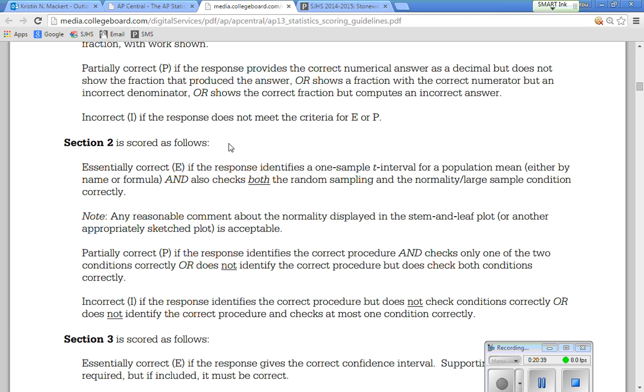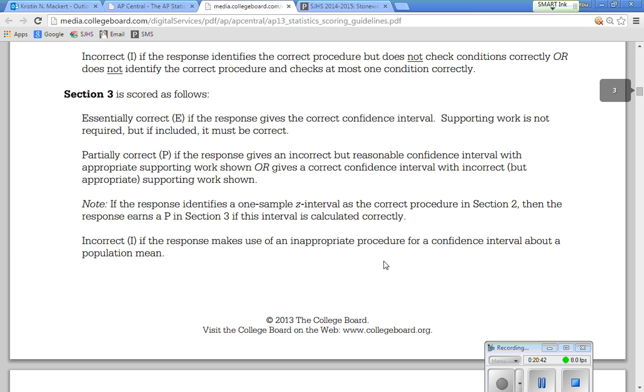Section 3 is scored the following way. It's an E if you gave the correct confidence interval. Supporting work is not required. Notice if you just put down what the calculator gave you, then you got an E. The formula, the conditions, and the correct confidence interval from what the calculator spits out at you is enough. I know. I want to so bad when I'm grading them. I'm like, yes, good job. I can't write that, of course.